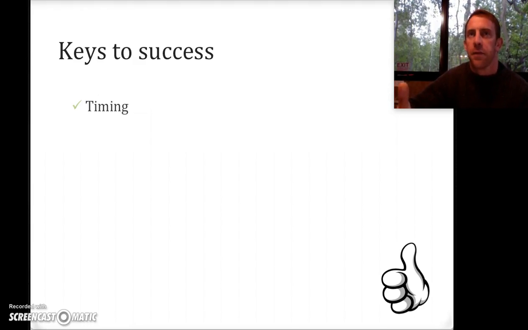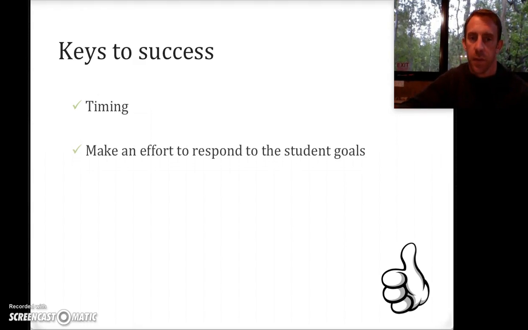Whereas if a person has been told to be on a course, then they may well need a day to really digest what the course is about, so that they can make a fair go at actually writing down their needs from the course. So timing is critical. You need to make an effort to respond to the student goals.